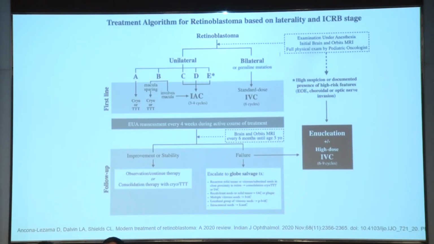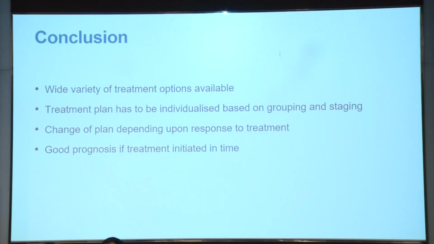So this is basically just a table summarizing what I have just spoken. In addition to this IAC, what is more important for us here is intravenous chemotherapy. So to conclude, we have a wide variety of options, and we need to individualize the treatment plan based on so many factors which probably are unique to our setting. And so early detection is good, and response is usually good if we pick it up on time.